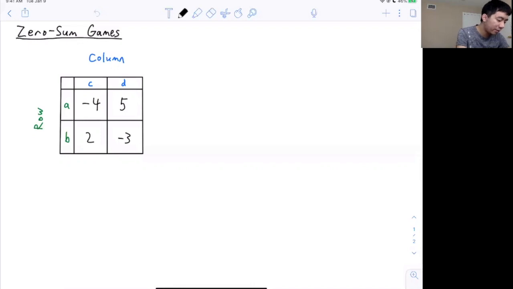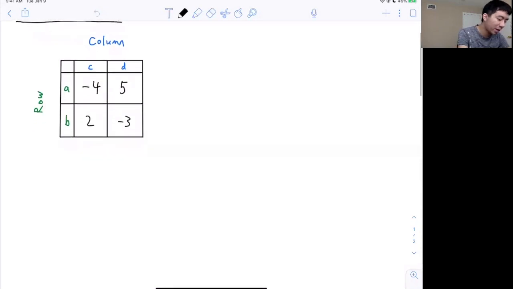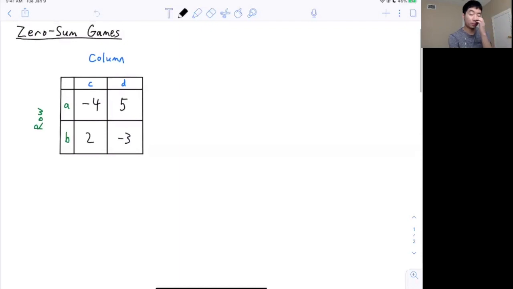So positive numbers are good for the row player and negative numbers are good for the column player. You can think of this as a score where the row player is trying to maximize the value in the grid while the column player is trying to minimize this value. So if row picks A, then the column player would pick C and then get a payoff of -4. That's good for the column player.